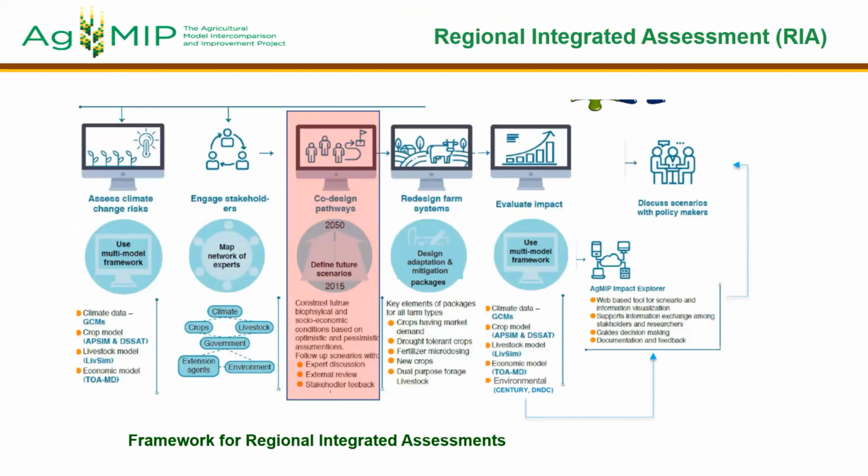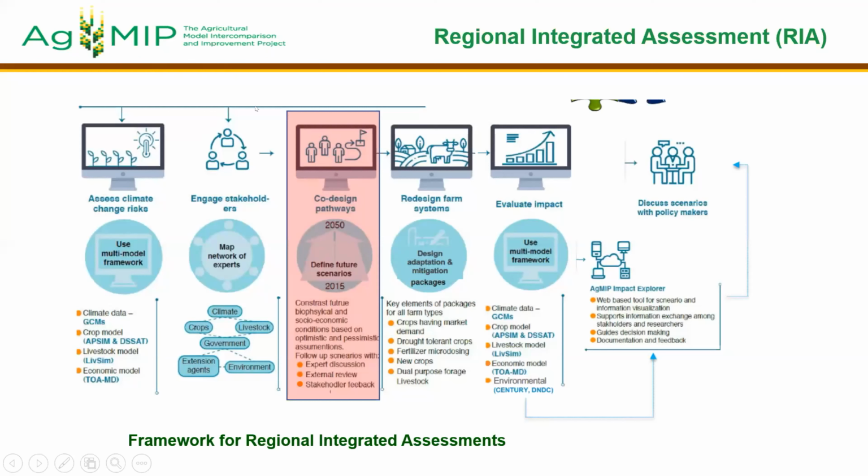This is quite a heavily loaded slide, but it is just to give an indication of what the framework for the regional integrated assessments looks like. So we have components with climate data, just looking at the GCMs, the crop models, livestock models, and socioeconomic models, which are used to assess climate change risk or impacts.